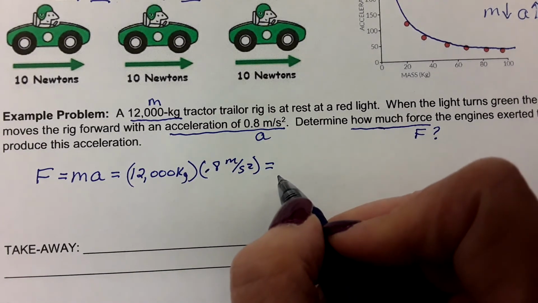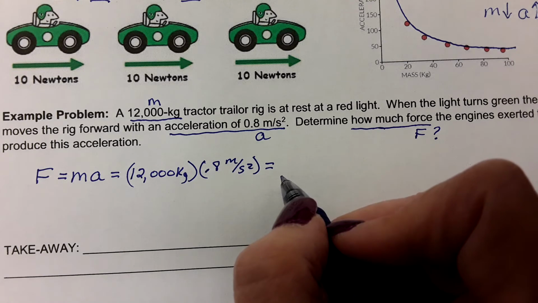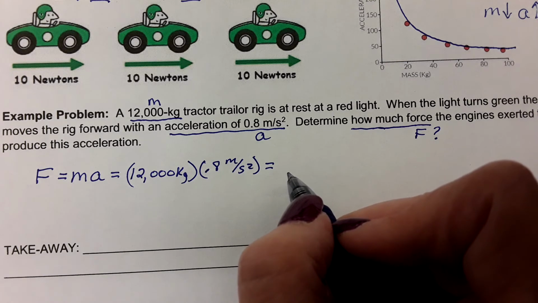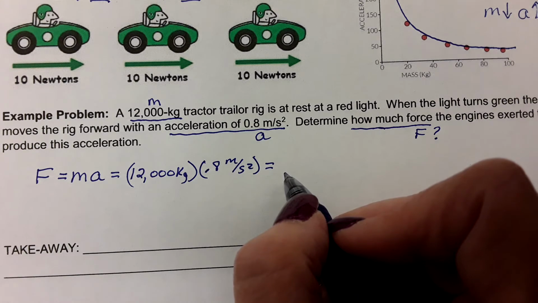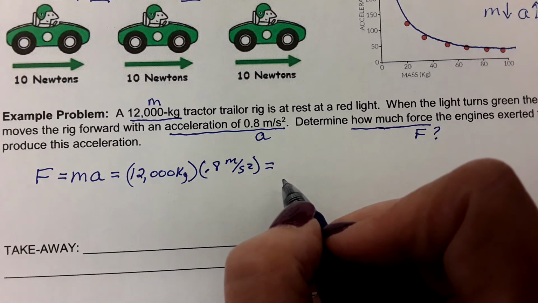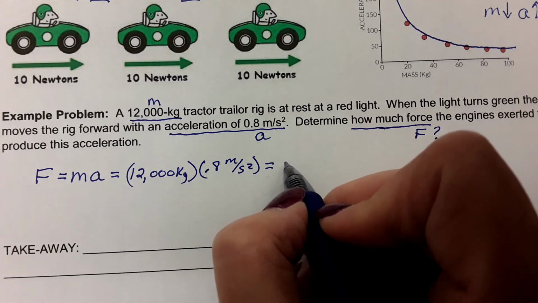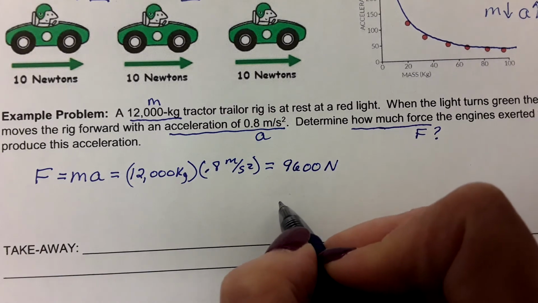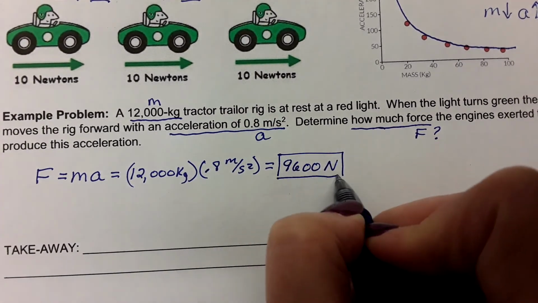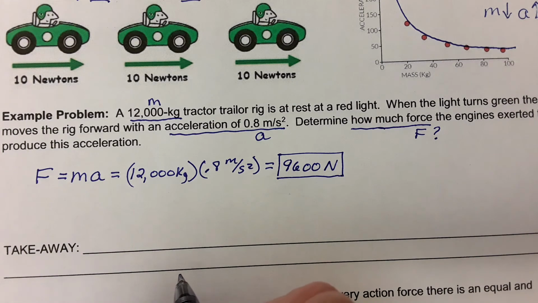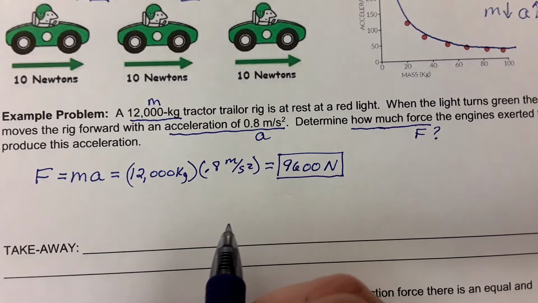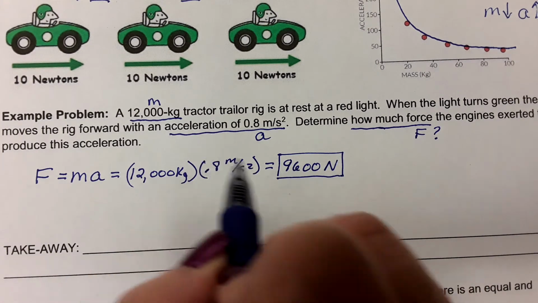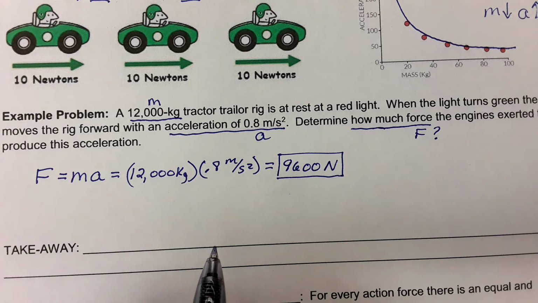If you stick that in your calculator, you can take a moment to pause the video, do it on your own calculator, see if you get the same answer that I'm going to get, and then check. Okay, if you did it on your calculator, you should have 9,600 newtons. And that's the answer. It would take 9,600 newtons of acceleration force for the rig to accelerate from rest when the light turns green. Okay, that's a lot of force.